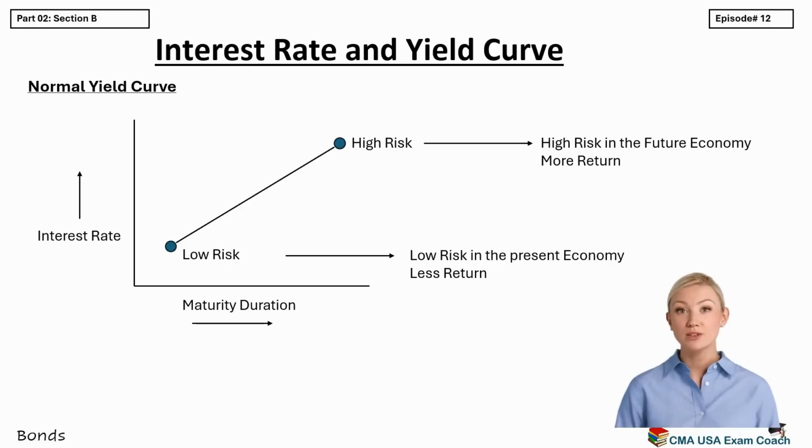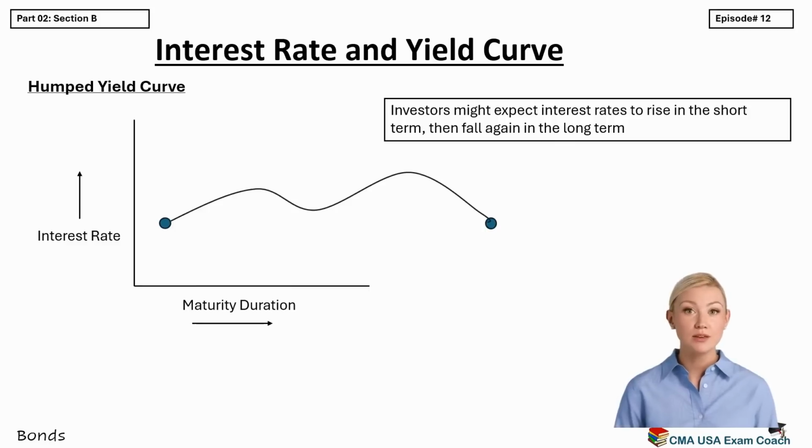2. Humped yield curve, also called bell-shaped or curved. This is a less common curve, where medium-term yields are higher than both short-term and long-term yields, creating a hump in the middle. What does it indicate? It often signals market uncertainty.